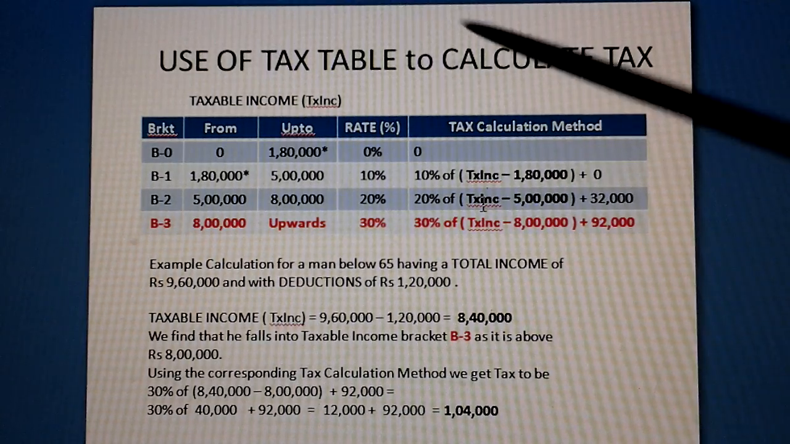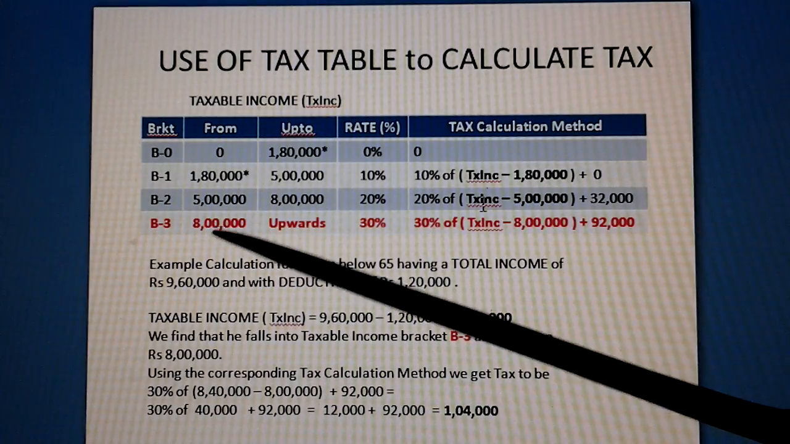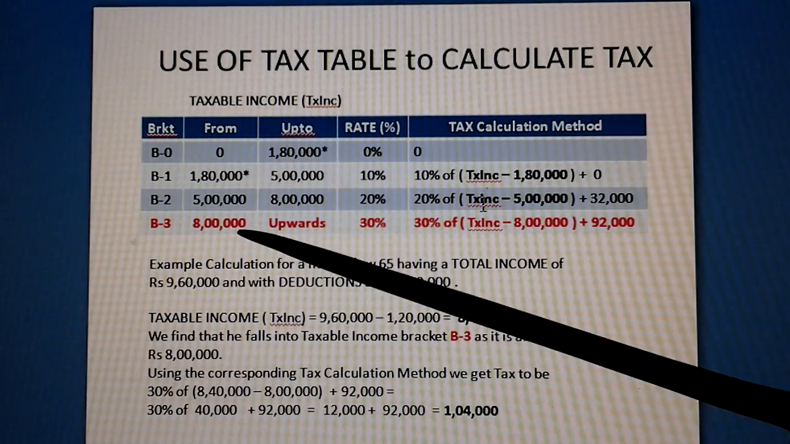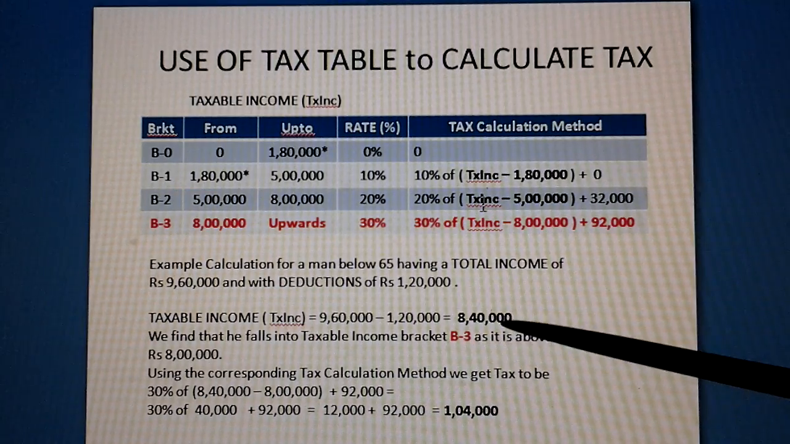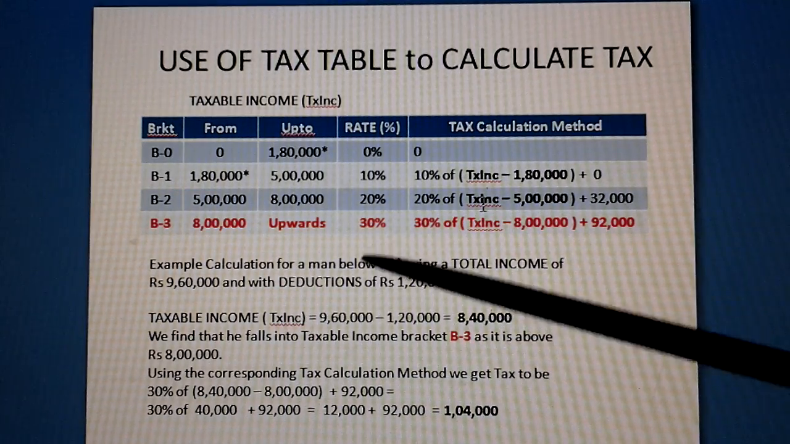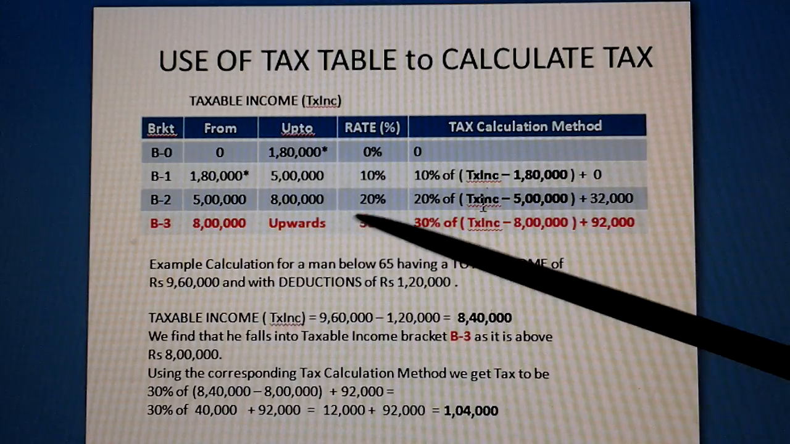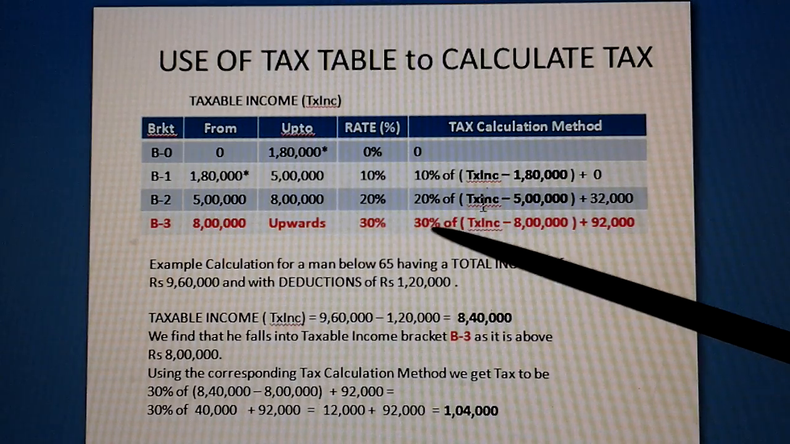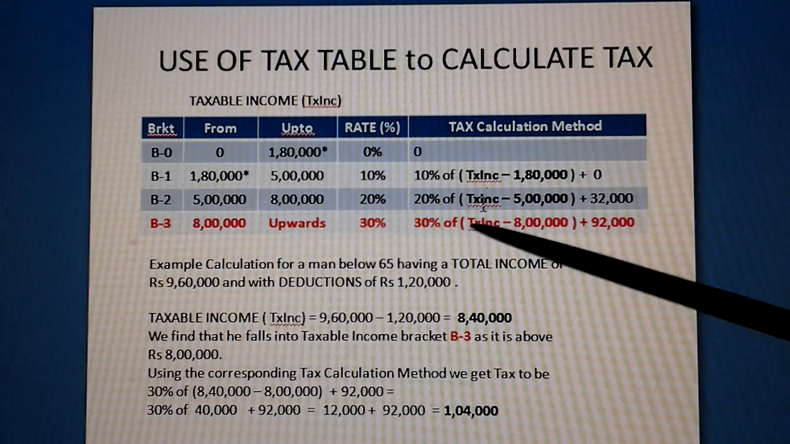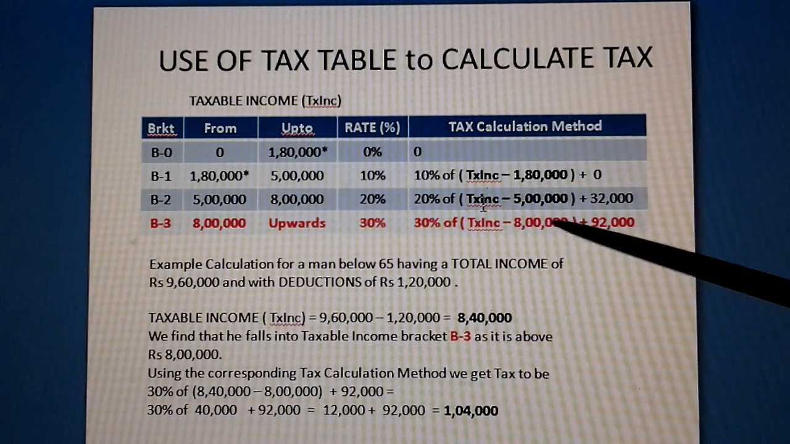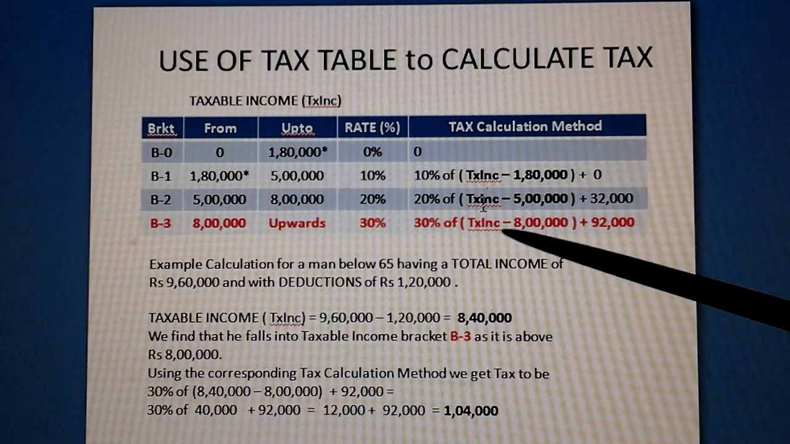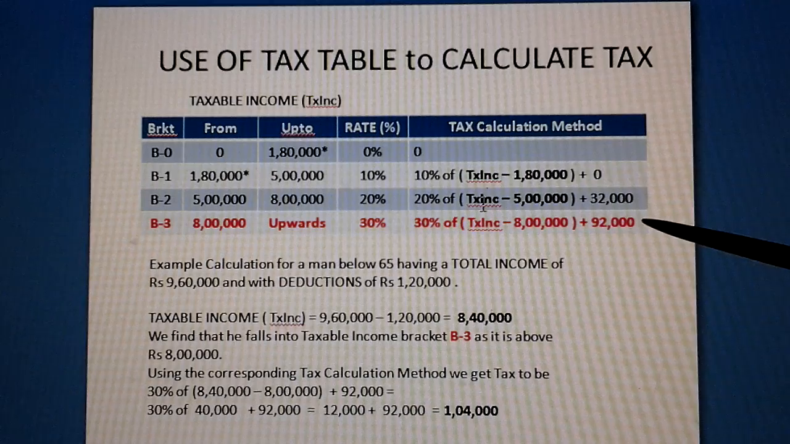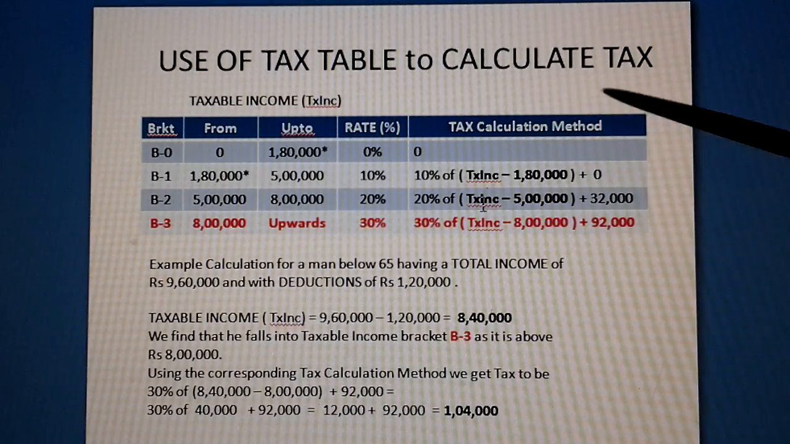Now we would look and see which bracket he falls into. And you'll notice that bracket B3 is 8 lakhs upwards, and that's the bracket he falls into because 8,40,000 is his taxable income. So now using the simplified formula, we have that it's 30% of the taxable income minus 8 lakhs, that is this bottom of the range, 30% of that, plus 92,000, which is actually the tax calculated for all of the income before the 8 lakhs.